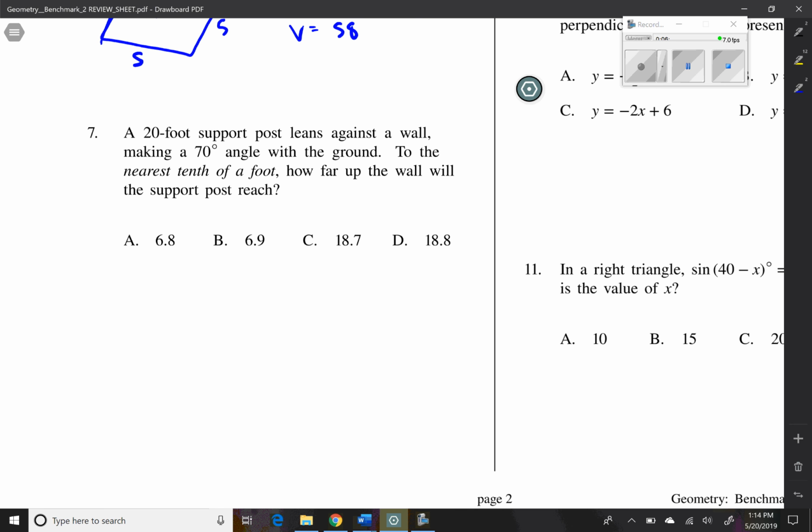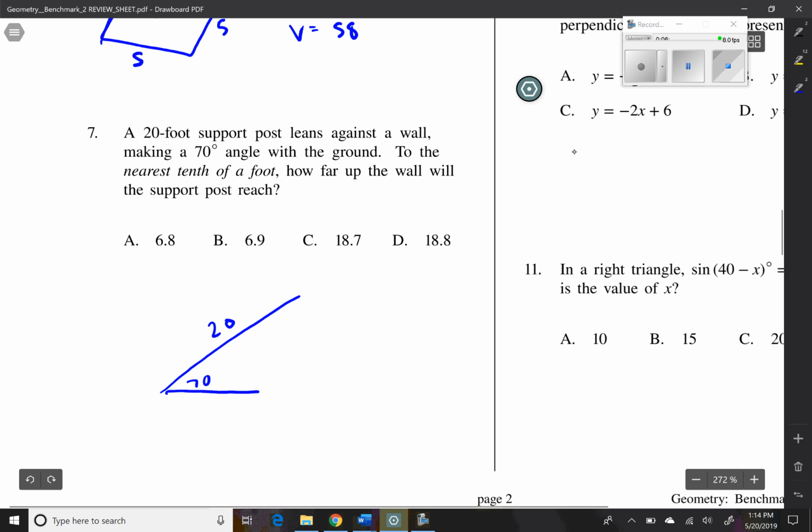Number 7 says we have a 20-foot post leaning against a wall. It makes an angle with the ground of 70 degrees. Here's the ground. Here's the wall. It says how far up on the wall will it go? This is just a basic SOHCAHTOA question, right?